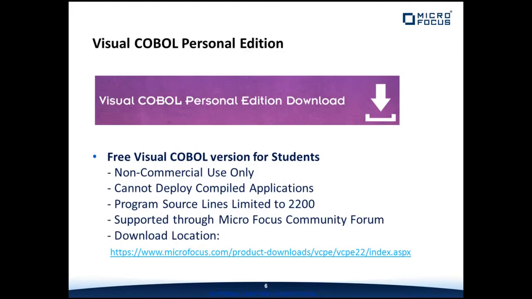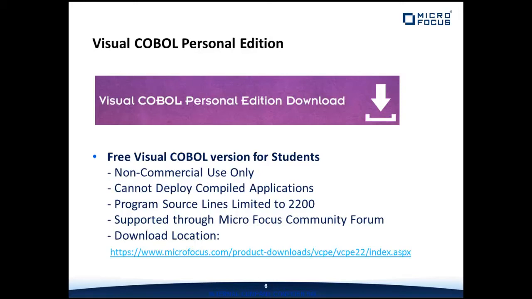First, the Visual COBOL Personal Edition. This is a free Visual COBOL version which is licensed for a 1-year period. It has an internal limit of 2,200 source lines per COBOL program, and it cannot be used to compile programs to be deployed in production. This is a learning tool, and all product support is through the Micro Focus community forums.